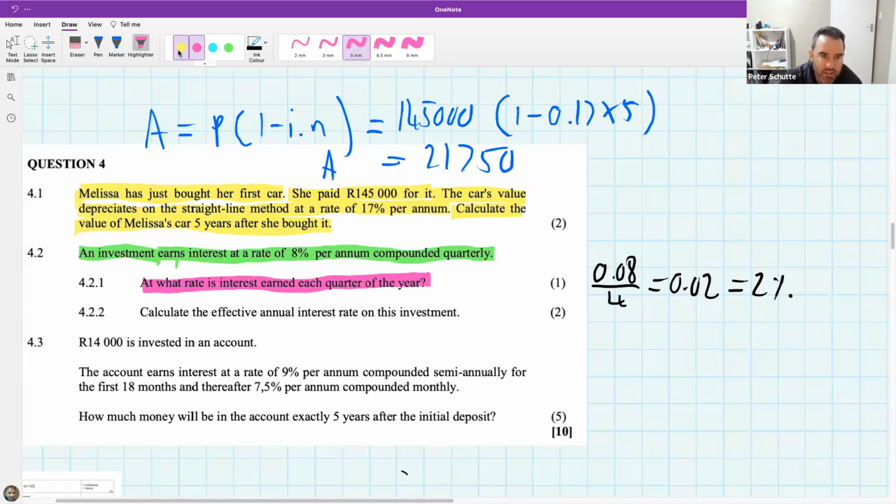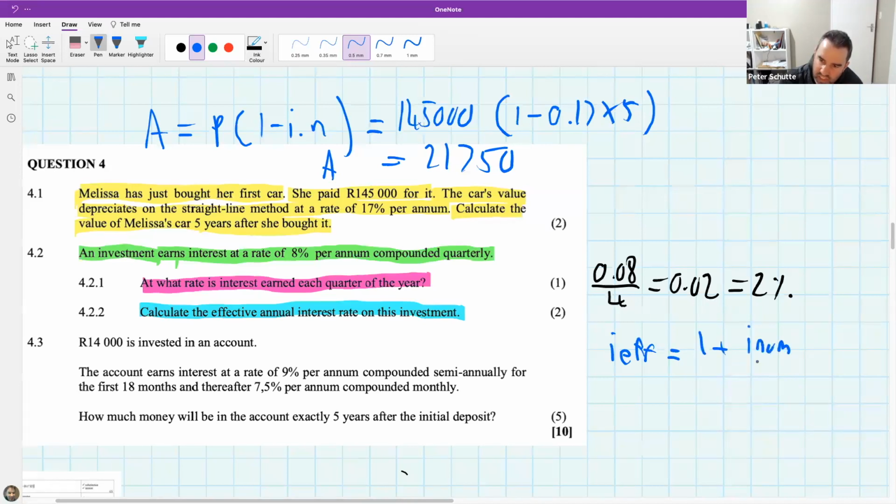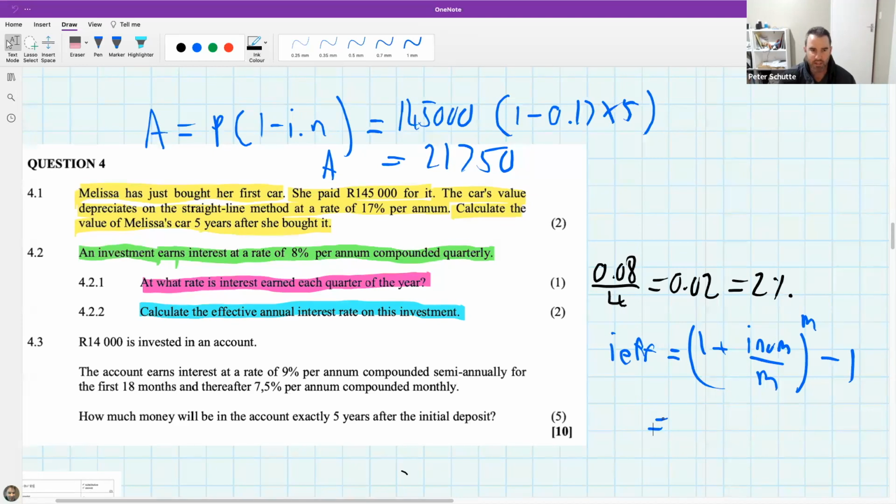So calculate the effective annual interest rate. Now, what I did was I gave you this formula, which I think is a good idea to memorize, that one over there. And so I want you to work out what is the effective interest rate for this particular thing. There is actually another way you can do it, but I'll show you that both of them will work out. But I think this is the quickest.